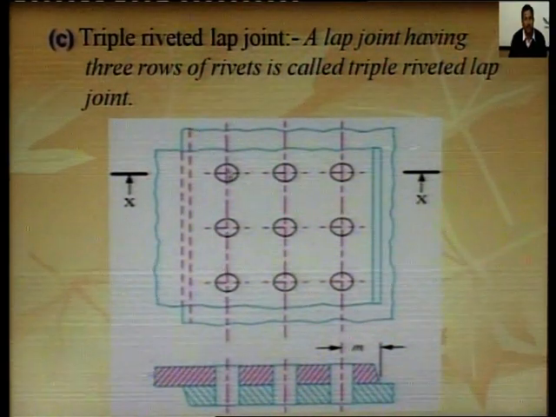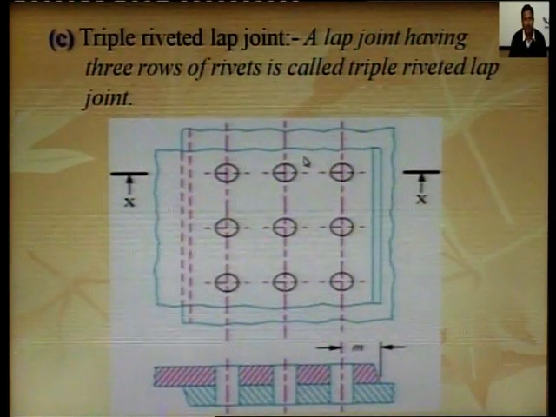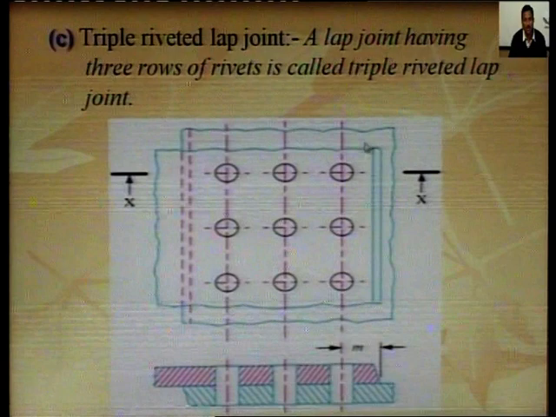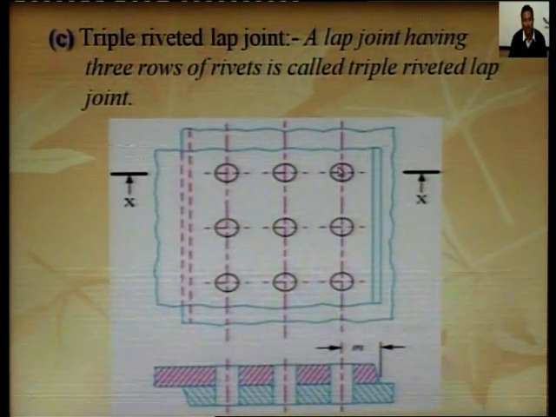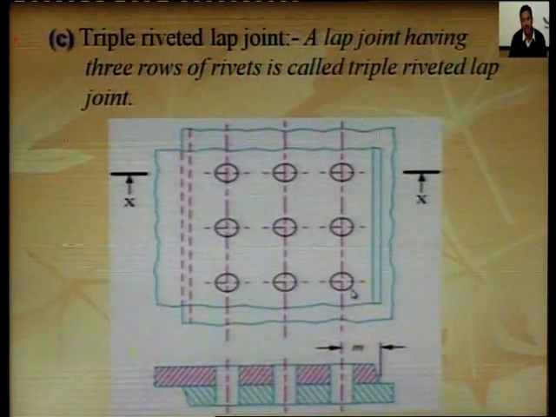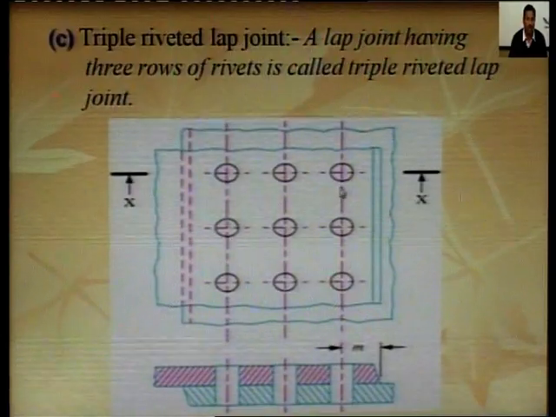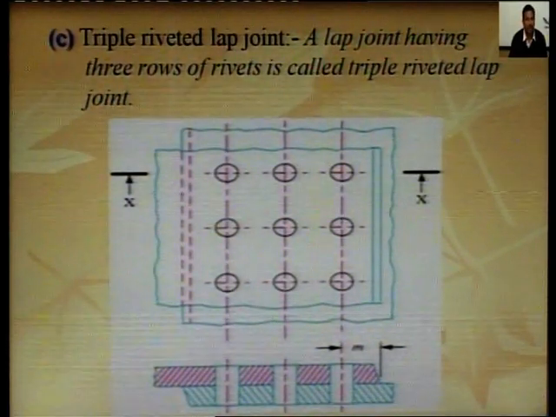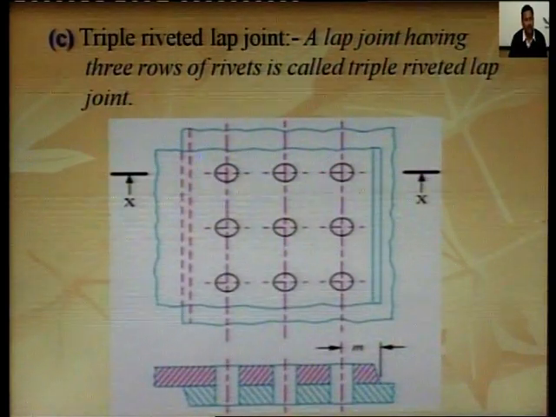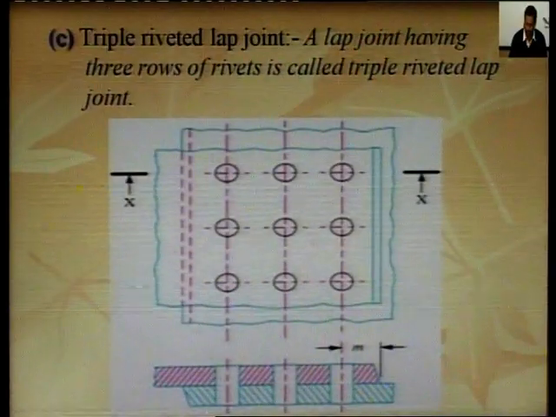Here three rows of rivets are there, and two members, one is this, the second is this. These two members are overlapped for this length, and three rows of rivets are provided. So, this type of lap joint is called a triple riveted lap joint. So, the lap joint is classified into three types: single riveted lap joint, double riveted lap joint and triple riveted lap joint.